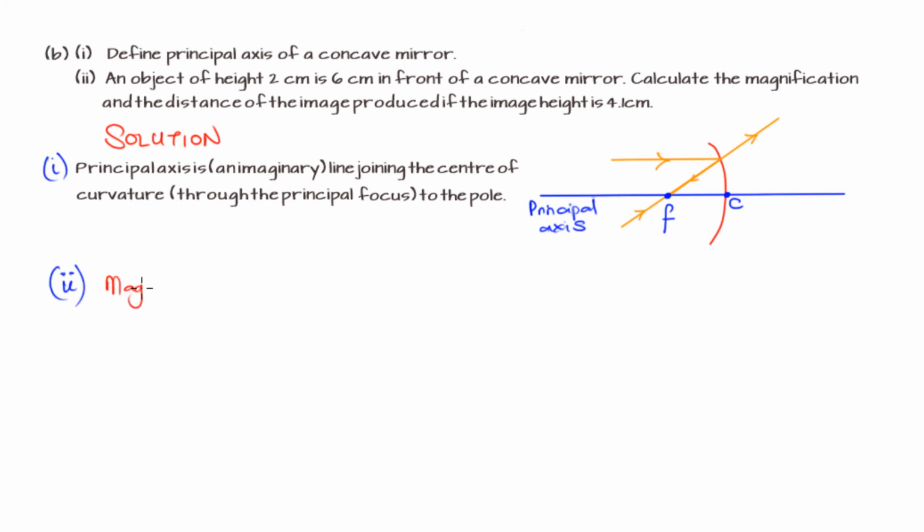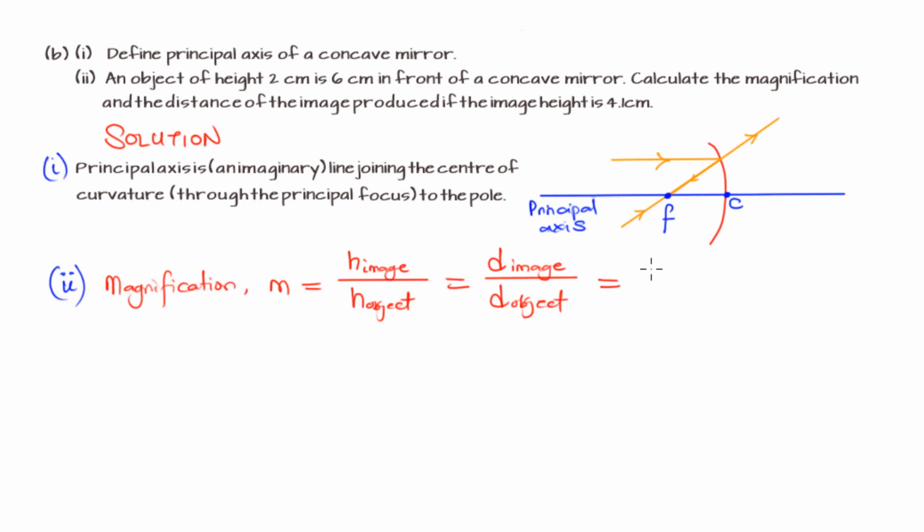And in solution number 2, we are told that an object of height 2 cm is 6 cm in front of a concave mirror. We are to calculate the magnification and the distance of the image produced if the image height is 4.1 cm. We know that magnification can be defined as the height of the image over the height of the object, or the distance of the image from the mirror divided by the distance of the object from the mirror. So we have 2 formulas that we can use here. We can say M can be defined as V over U, that's image distance over object distance, or the height of the image divided by the height of the object.